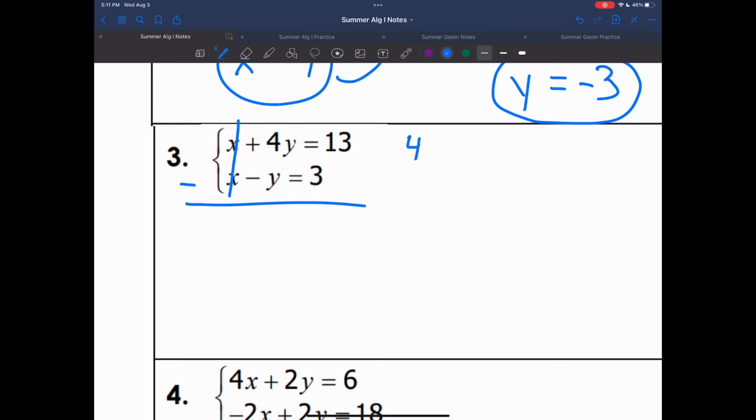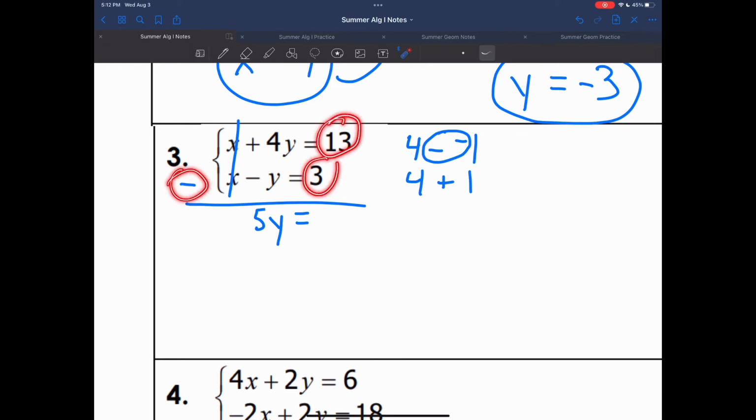So if you do 4 minus negative 1, remember how, if you ever see minus and negative, you can just replace it with a plus sign. So that's really just 4 plus 1 right here. So subtracting those, you get a positive 5y. Bring down your equal sign. And be careful over here. I had a lot of kids say 16, but you're subtracting again, y'all. So you're doing 13 minus 3, which gives you 10. Okay, so that's the subtraction piece.